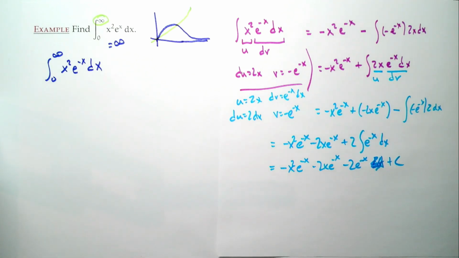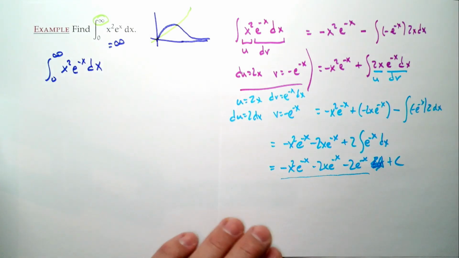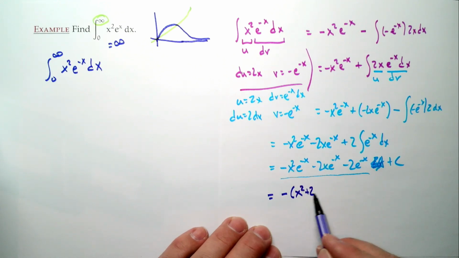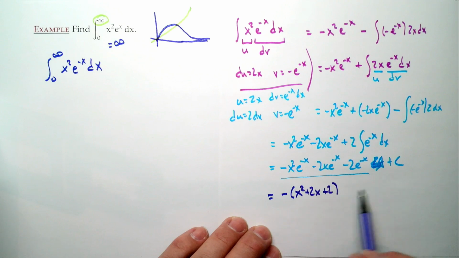Okay, I want to clean this up a little bit. What do you notice about all our terms? All have e to the minus x. So we'll pull it out, and we have what? Well, they're all negative: minus, x squared plus 2x plus 2. And then you have e to the minus x. But e to the minus x is the same thing as dividing by e to the x.